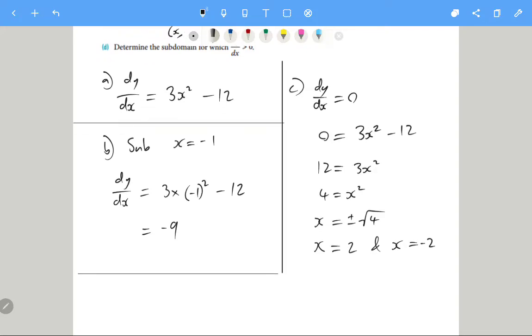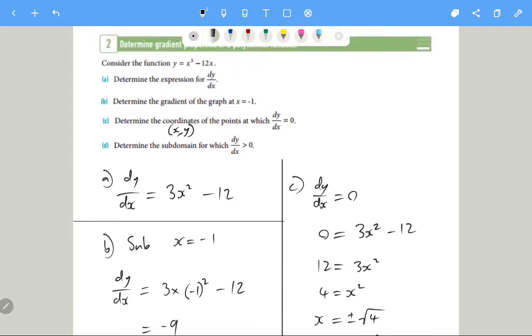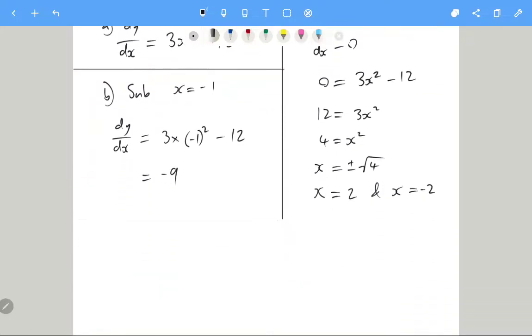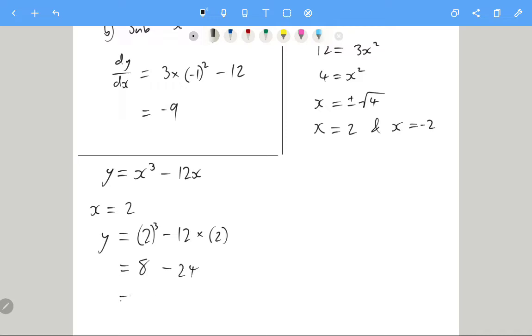Only problem with this is that it wanted the coordinates. We've only found the x coordinates. To find the y coordinates, we need to go back to the original function and substitute into there. So here's the original function, y, and we're going to substitute in x equals 2. We get 2 to the power of 3 minus 12 times 2, which is 8 minus 24, which is minus 16.